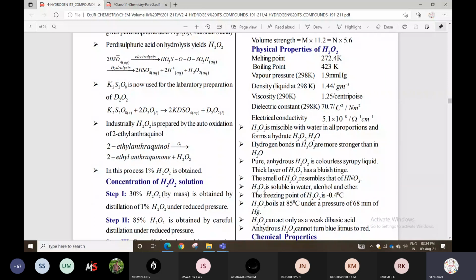Next one is concentration of H2O2 solution. How can we calculate? Step 1: 30% H2O2 is obtained by distillation of 1% H2O2 under reduced pressure. Step 2: 85% H2O2 is obtained by careful distillation under reduced pressure. Okay? Step 3: pure H2O2 is obtained by removing the remaining water by freezing.